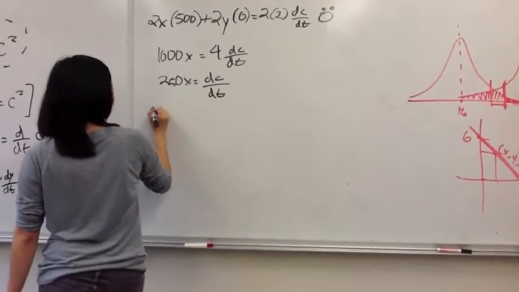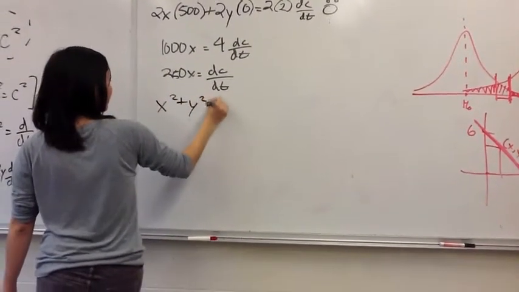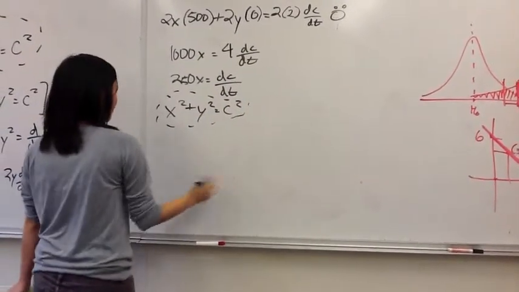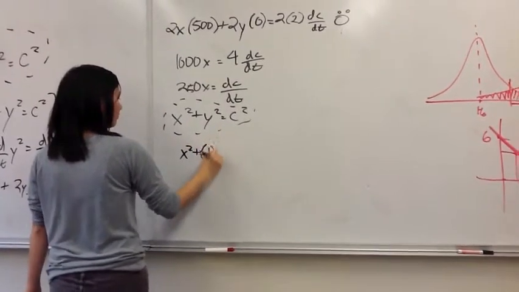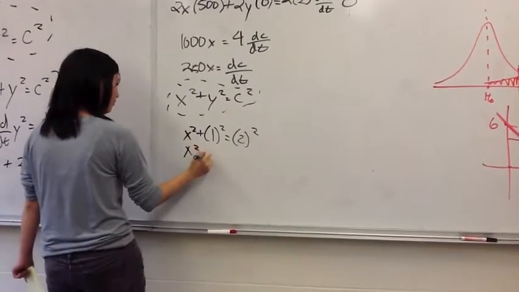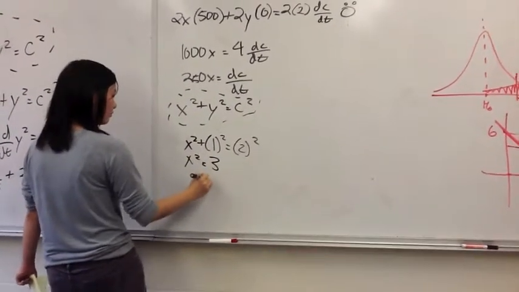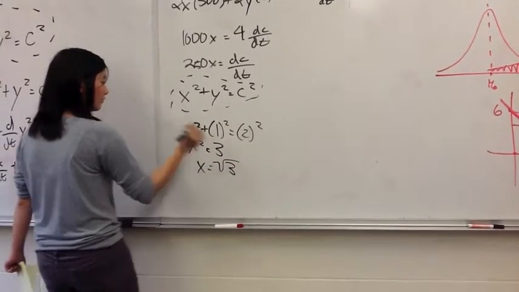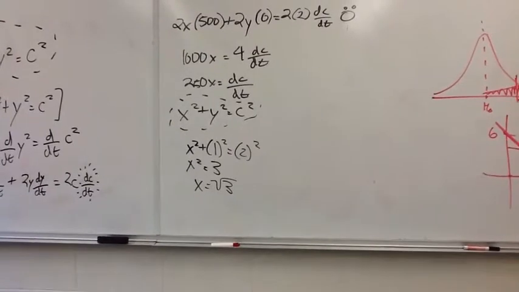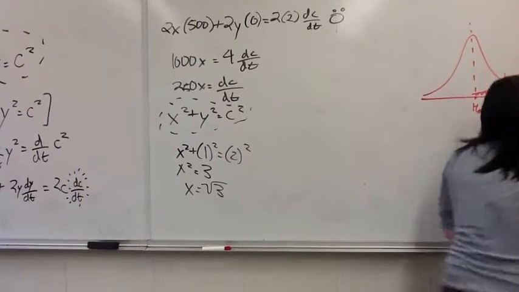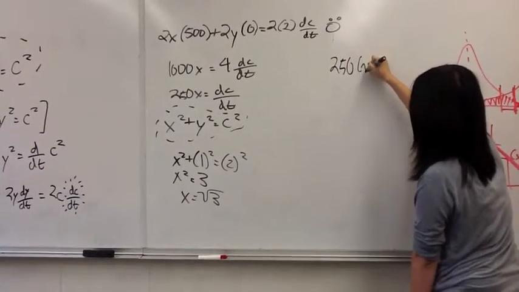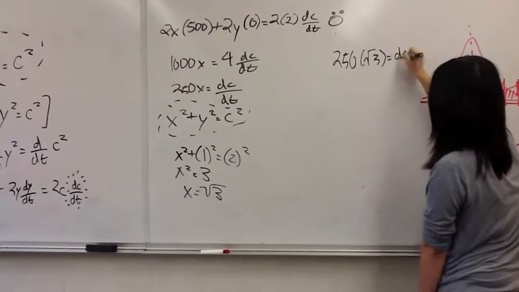Now we're going to return to our original equation in order to solve for x. So we're going to plug in the values known for y and c and solve for x. And now we get x equals root 3. So now we plug in this value for x into the original equation, oh, into the differentiated equation. And we get 250 root 3 equals dc over dt.